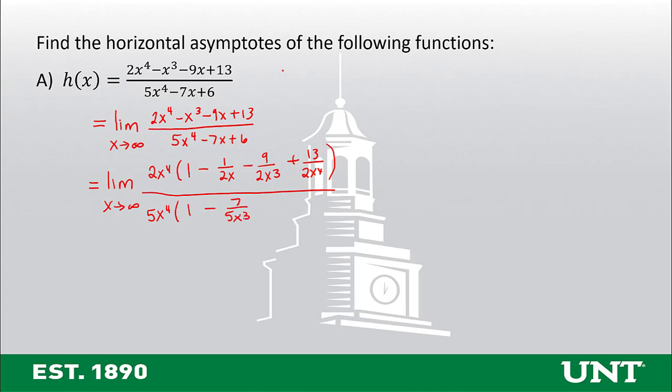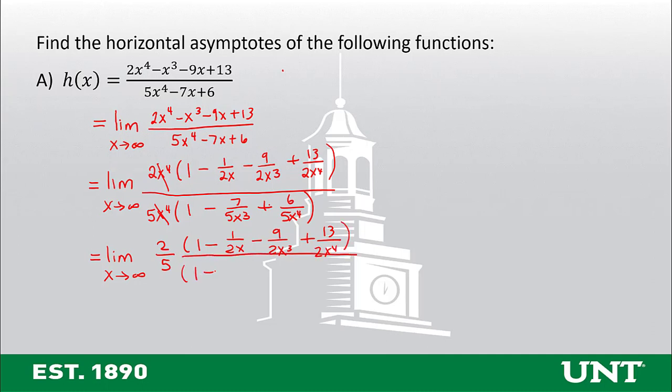So now we'll take the limit as x approaches infinity of 2/5 times, and then in the numerator, 1 minus 1 over 2x minus 9 over 2x cubed plus 13 over 2x to the fourth, and in the denominator, 1 minus 7 over 5x cubed plus 6 over 5x to the fourth. Now let's take the limit. The 2/5 stays put, and in the numerator, we will get 1 minus 0, because 1 over 2x and x going to infinity is 0. Similarly, minus another 0 plus 0.